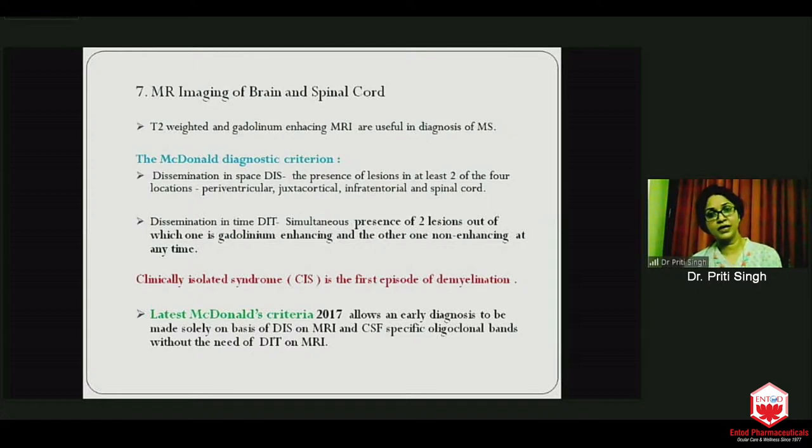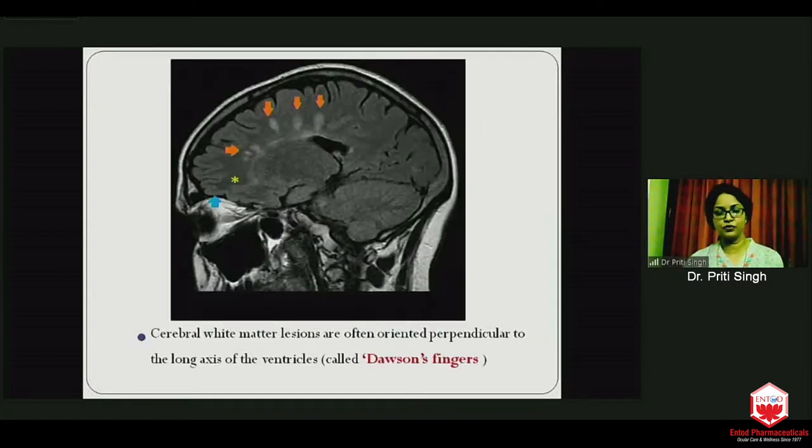So according to the old criteria, if both DIS and DIT are present after one attack, the diagnosis of MS is confirmed, otherwise you will have to wait for the second attack. But now, in order to allow an early diagnosis to be made, the criteria has been revised, and according to this new criteria, if there is DIS on MRI and CSF oligoclonal bands present, no need of DIT on MRI, you can make the diagnosis of MS even with one attack. This is an MRI showing periventricular plaques. This is typically known as Dawson's fingers in patients with MS.